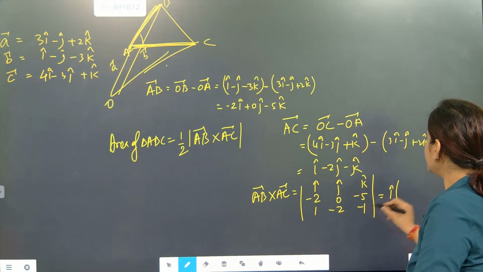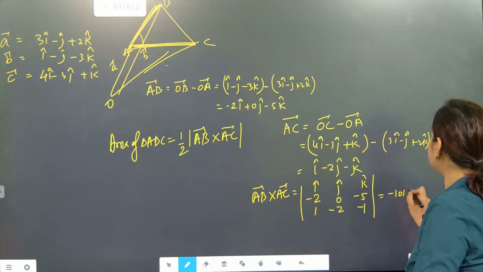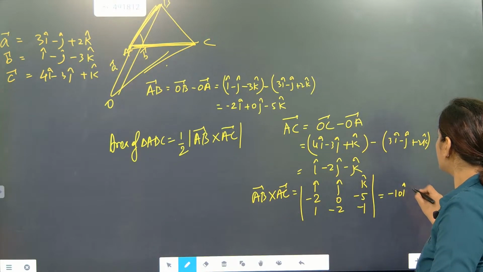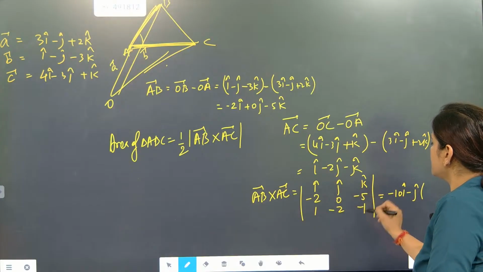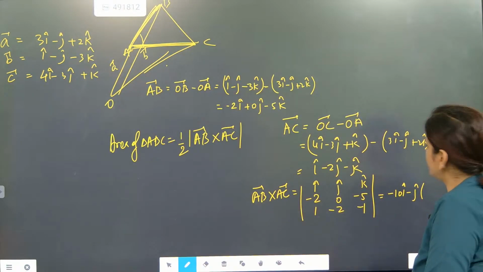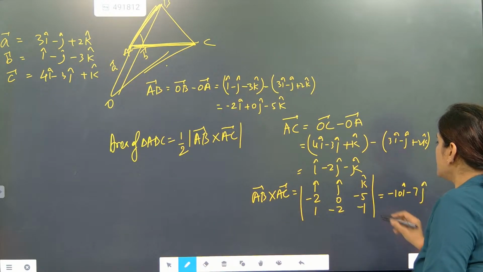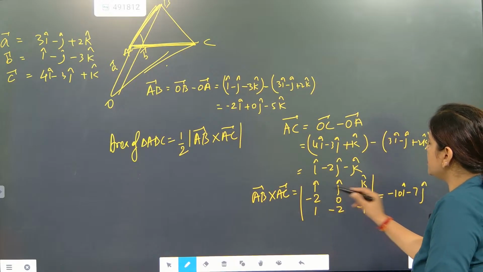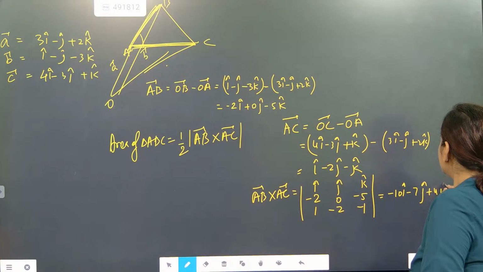So it is coming as minus 10i. Okay. Now this section is minus j. So 2 plus 5, 7, minus 7j. And now when you are cancelling the k section, 4 plus 4k, so 4k.